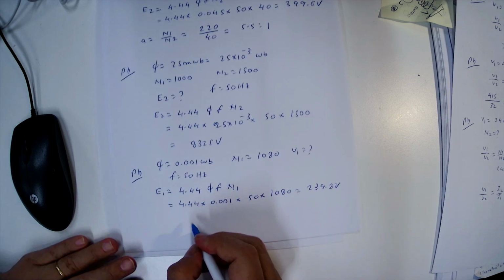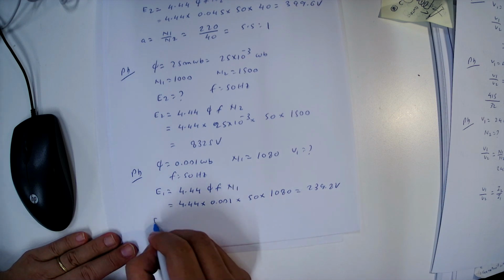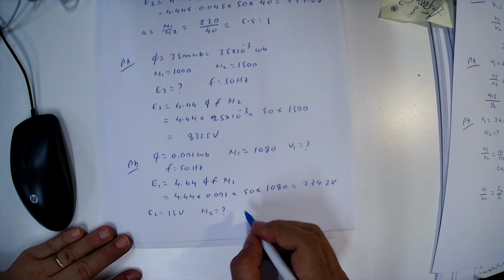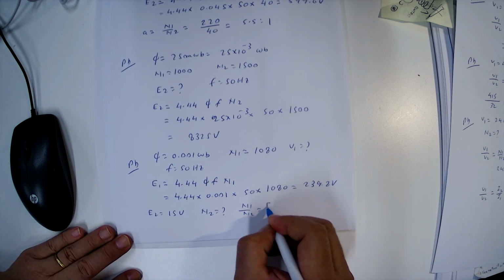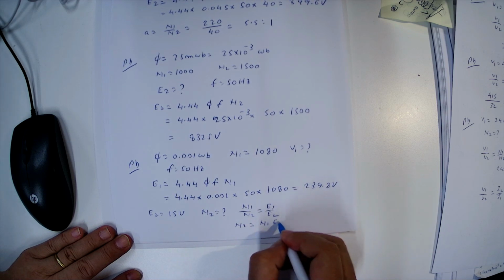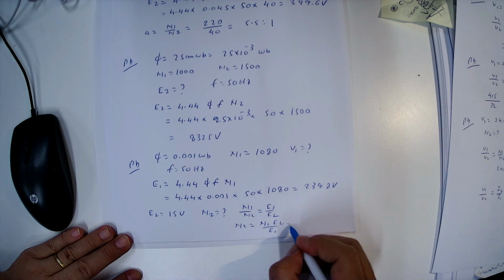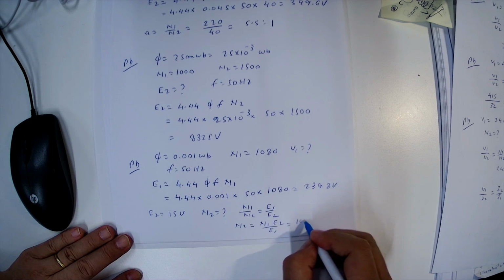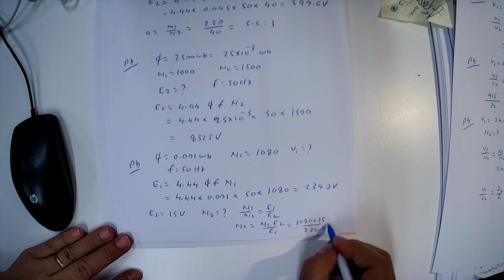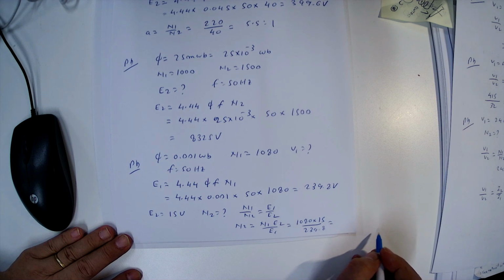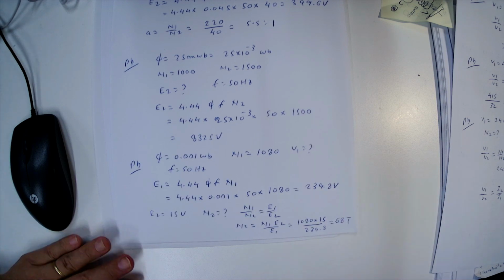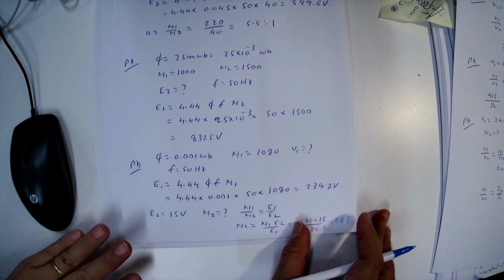Then we also need to calculate the number of turns. Secondary voltage E2 is 15 volts. So we have to find out N2. We write down the equation N1 by N2 equals E1 by E2. So N2 equals N1 E2 by E1. N1 is 1080, E2 is 15, E1 is 239.8. From here you can calculate about 67.6 turns, so approximately 68 turns. So this is the answer.